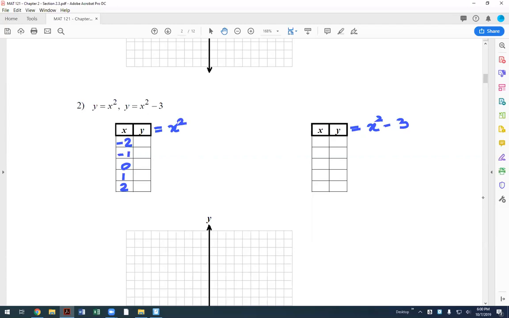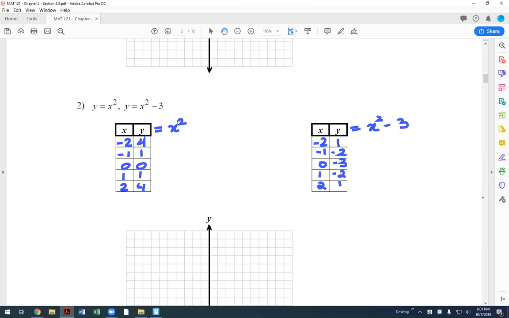What are those table values for the first function? 4, 1, 0, 1, 4. Okay, can I use the same x values here? Yeah, we should be able to, right? Okay, now what will these guys be? Yes, Amy. 1, -2, -3, -2, and 1.